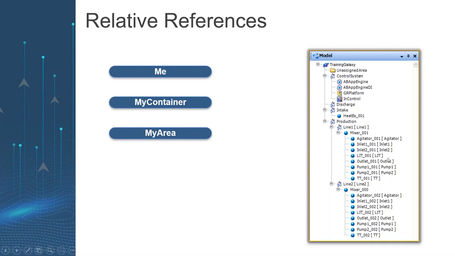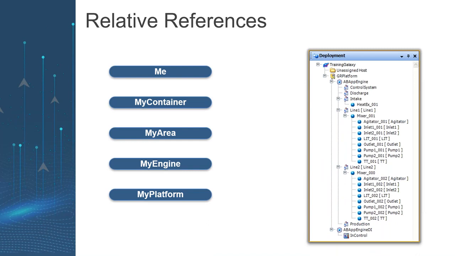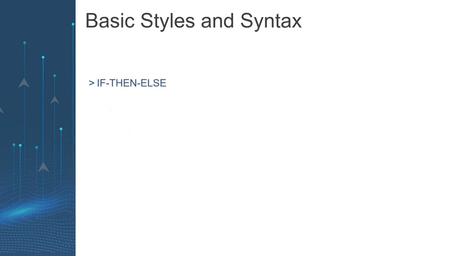And the same for area, I can reach the area. I can reach my engine in case I want to read, for example, the name of the historian, in case I have different historians in my project. So I can go for MyEngine dot reaching the name of the historian, or MyPlatform, even if I want to know the computer name where this object exists, or for many other reasons. So relative reference is actually a very powerful tool in System Platform.